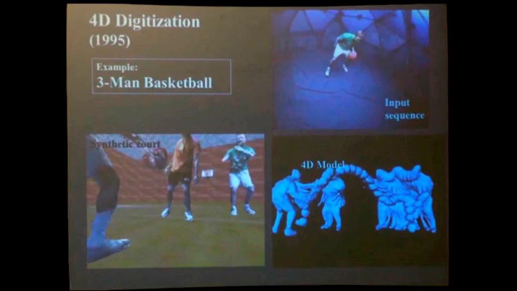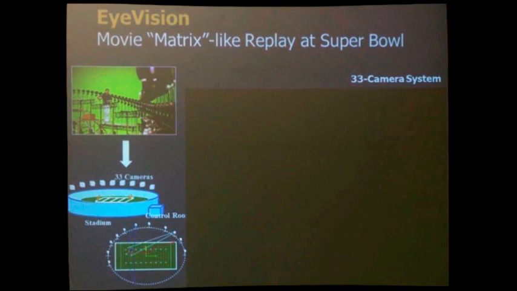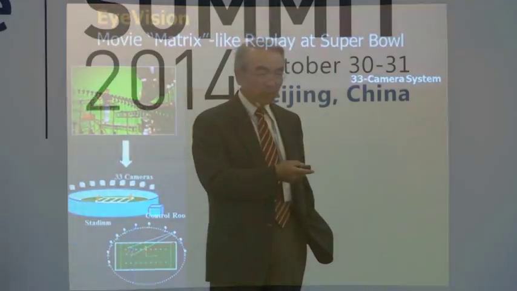And then from that, inside of that dome, what happens can be digitized. I call it 4D digitization because X, Y, Z, T. And once it's digitized, you can actually synthesize it and see the view from anywhere. Based on this, we did a system named iVision by broadcaster CBS, which was used for Super Bowl broadcast in 2001.